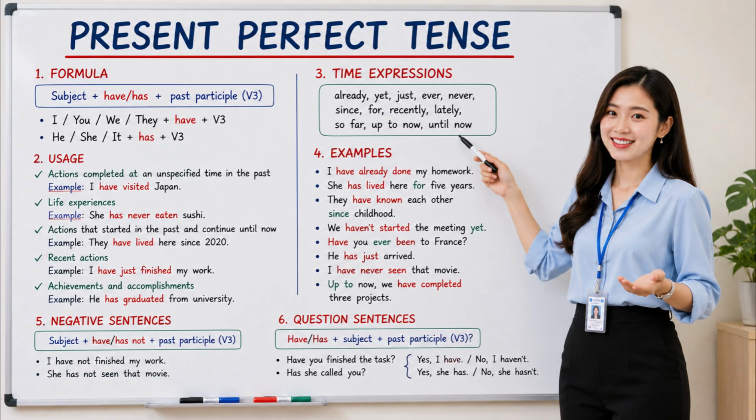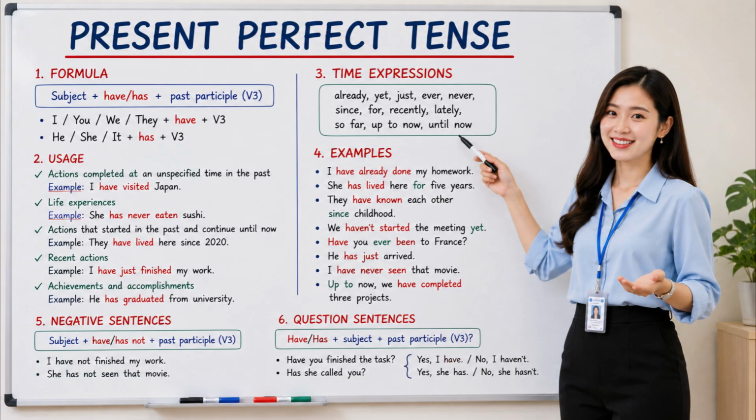Examples. I have never seen snow. She has never visited Europe. Have you ever met a famous person? 3. To talk about actions that started in the past and continue until now. We use the present perfect when an action began in the past and is still true or continuing today.